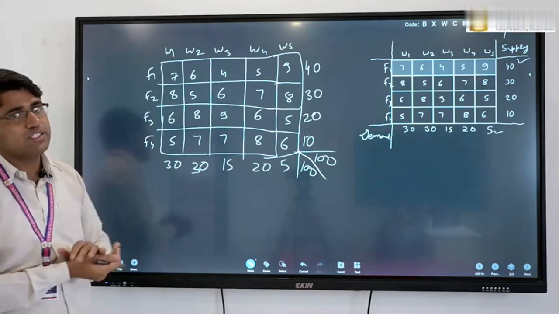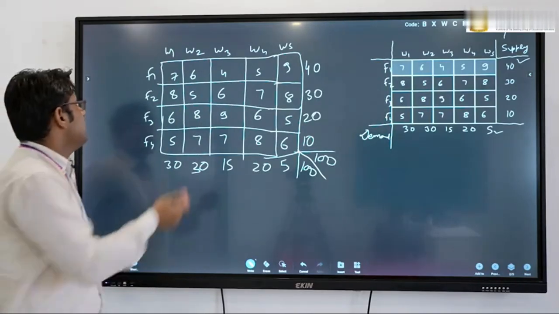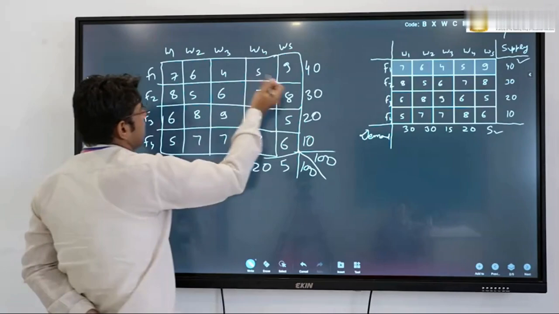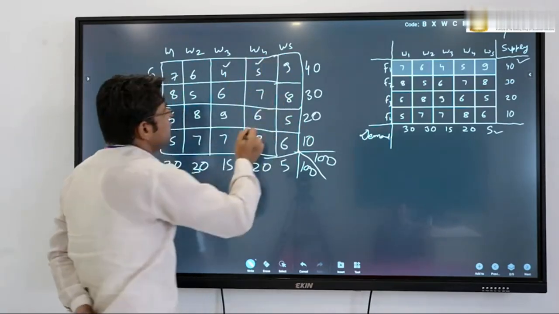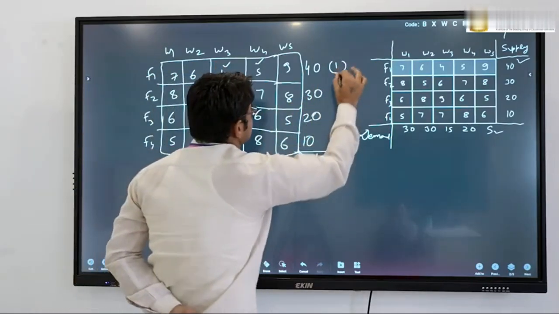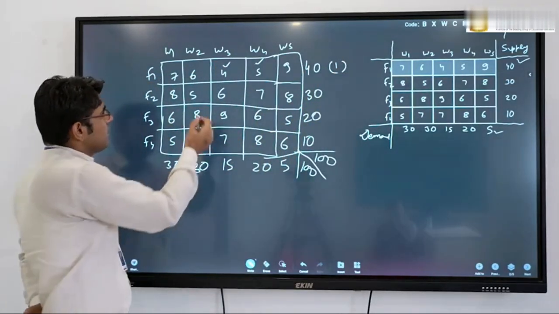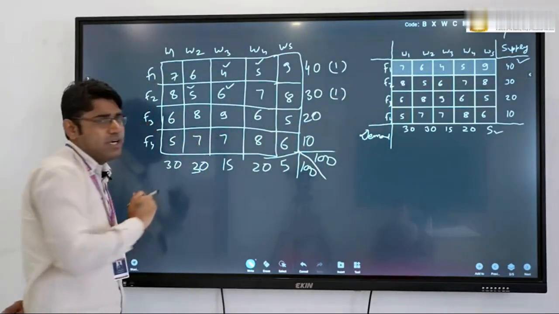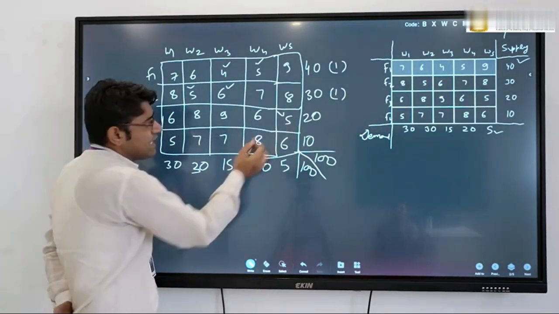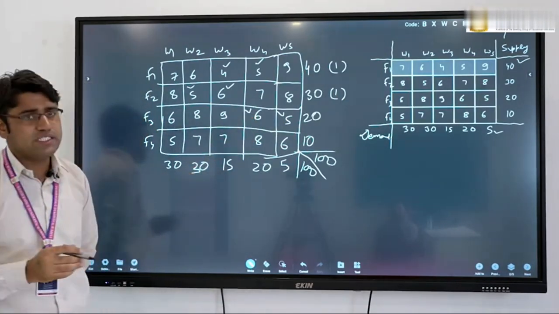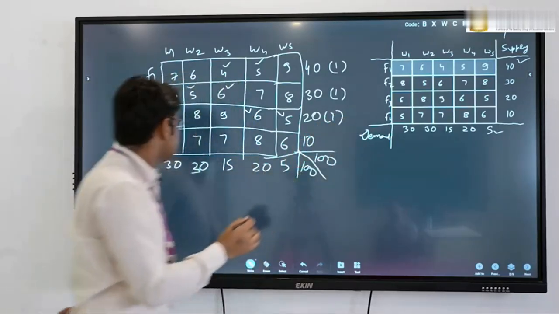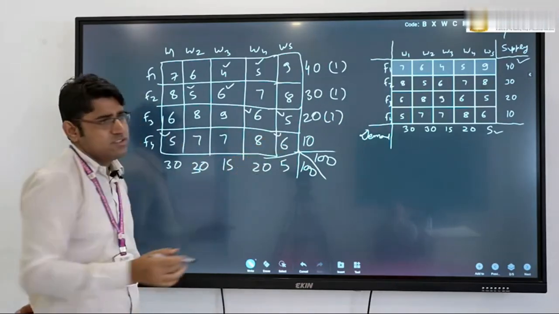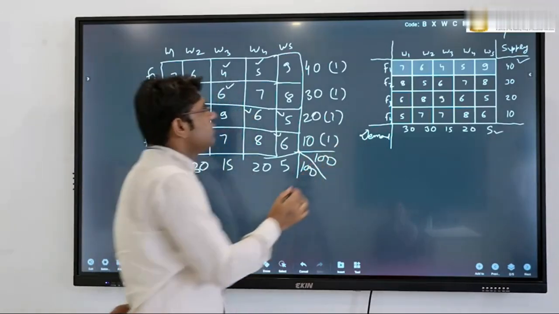First we find the penalties of each row and each column. So penalties of first row is the difference of smallest and second smallest element. Here smallest is 4 and second smallest element is 5. So the difference is 1. And in second row smallest is 5 and second smallest is 6, so the difference is 1. In third row smallest is 5 and second smallest is 6, so the difference is 1. And fourth row smallest is 5 and second smallest is 6, so the difference is also 1.